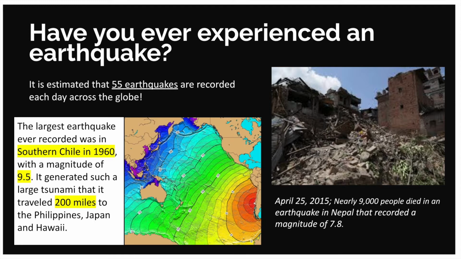At the bottom, you will see a picture of a map from the largest earthquake recorded, from southern Chile in 1960. The earthquake was so large that it induced a tsunami that spread over 200 miles to the Philippines, Japan, and Hawaii.